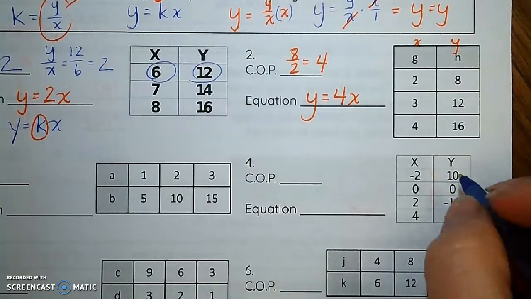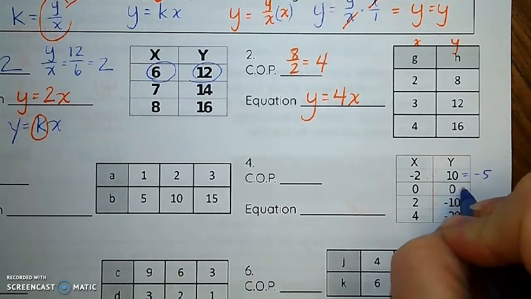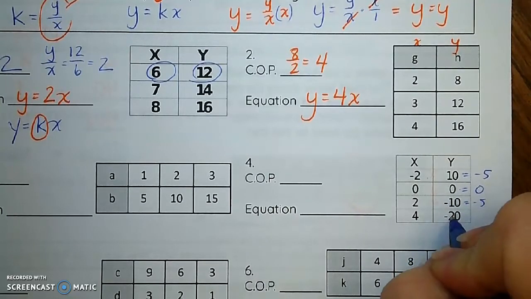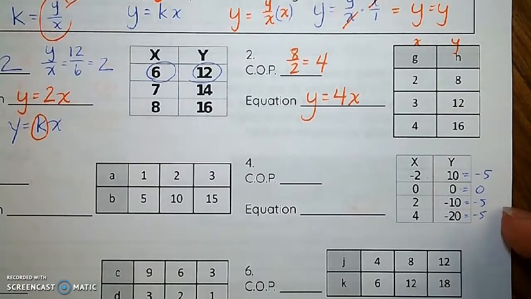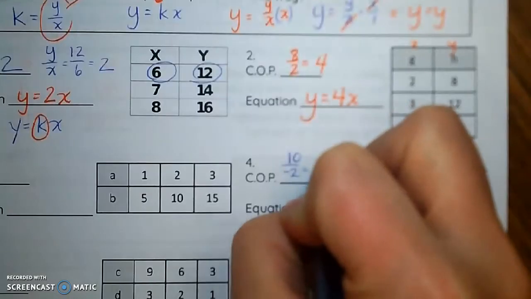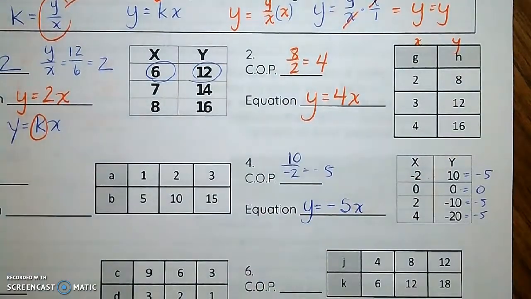This one down here, I'm going to do 10 divided by 2, which is negative 5, 0 divided by 0, which is 0, negative 10 divided by 2, which is negative 5, and negative 20 divided by 4, which is also negative 5. And when you look at that, you're like, but Mrs. Williams, one of those is a 0. Well, that's okay, because if it's a proportional relationship, it has to go through the origin, which is at 0, 0. So I just found that 10 divided by negative 2 was negative 5. So my equation is going to be y equals negative 5 times x.